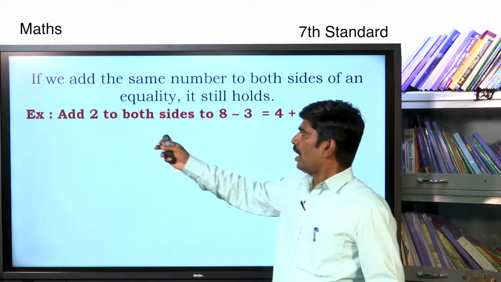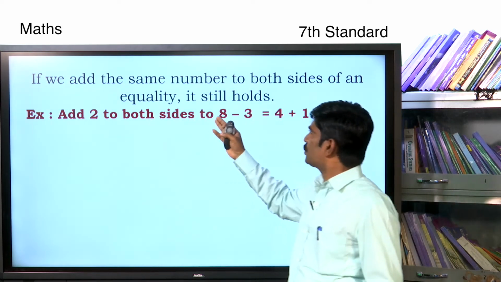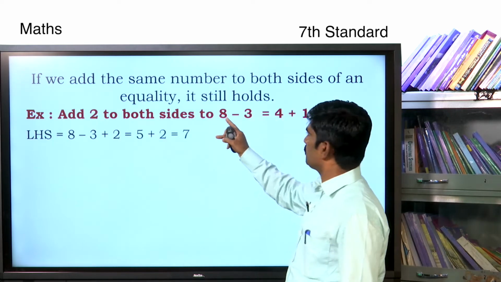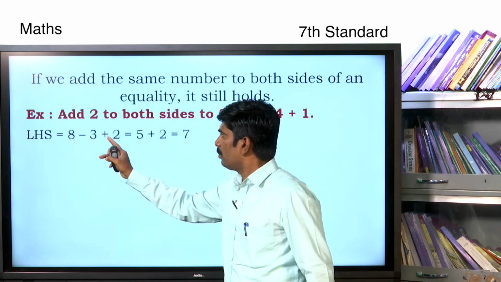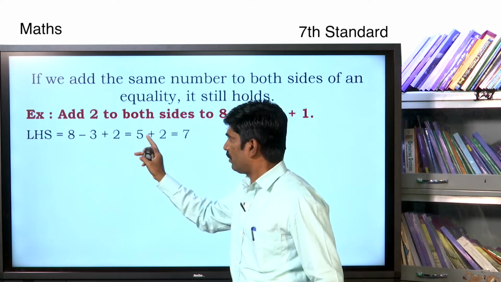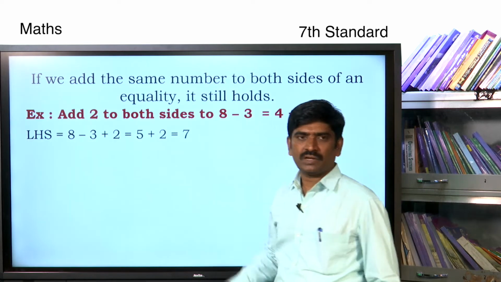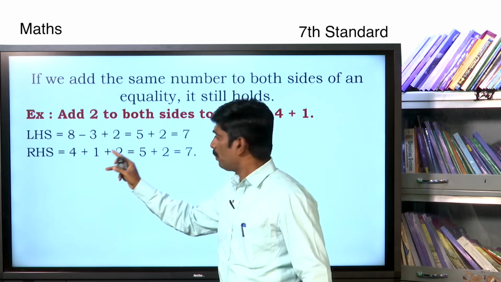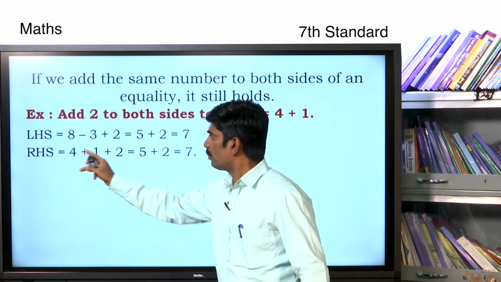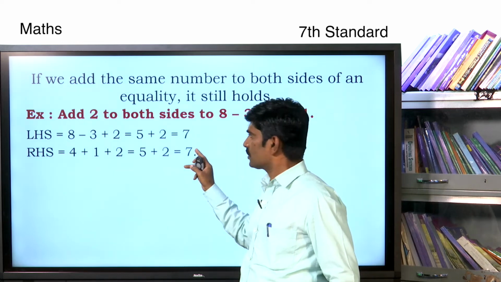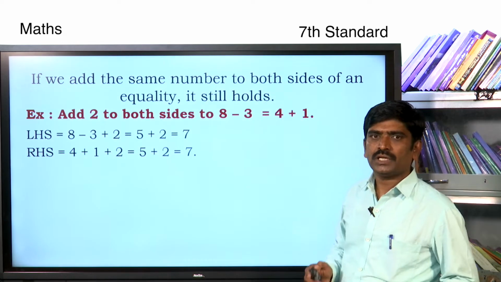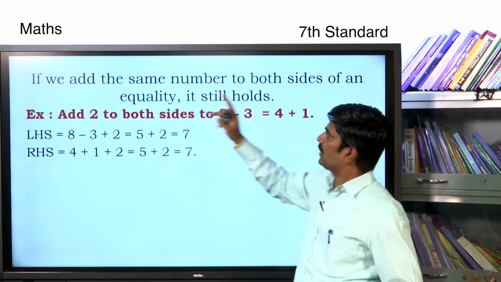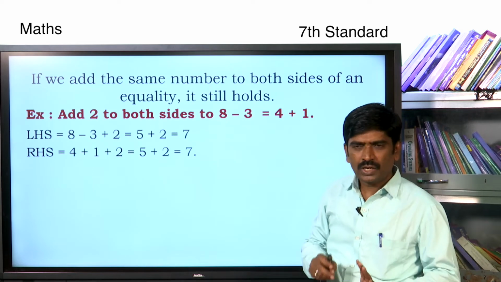After that activity, add 2 to both sides of 8 minus 3 is equal to 4 plus 1. The LHS: 8 minus 3 plus 2. 8 minus 3 means 5, plus 2 is 7, that is LHS. Let us take RHS: 4 plus 1 plus 2. 4 plus 1 is 5, 5 plus 2 is 7. Therefore, both sides are equal. If we add the same number to both sides of an equality, it still holds.